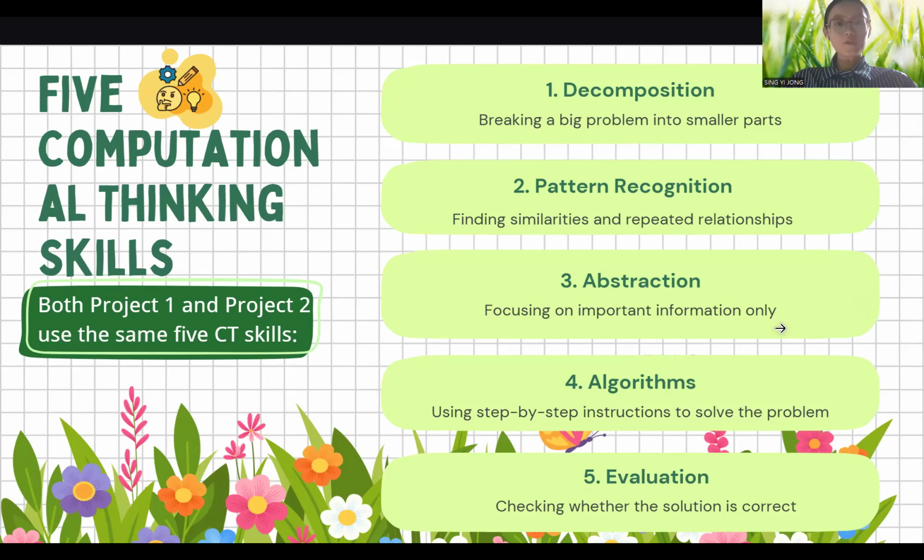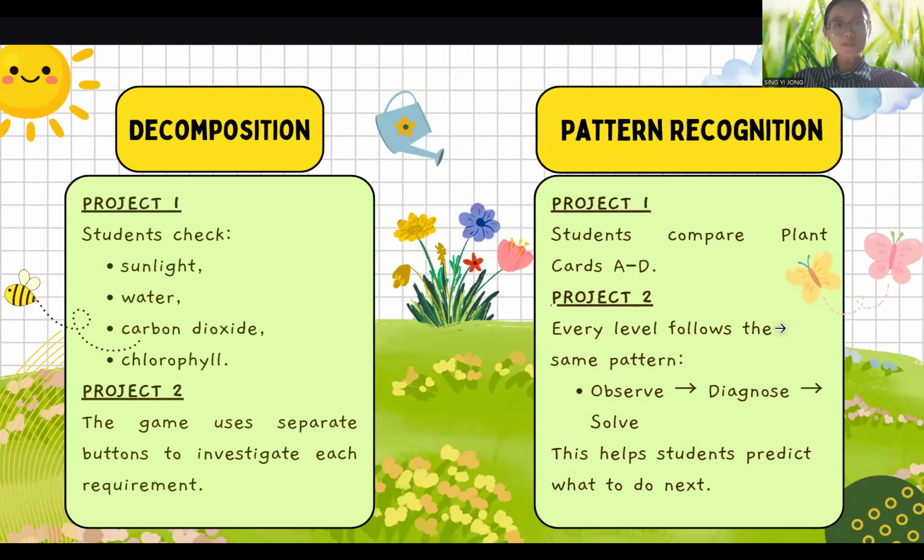Let us begin with decomposition. In Project 1, students break the investigation down by checking 4 separate requirements, namely sunlight, water, carbon dioxide, and chlorophyll. In Project 2, the game mirrors this exact structure by giving students separate patterns to investigate each requirement individually.